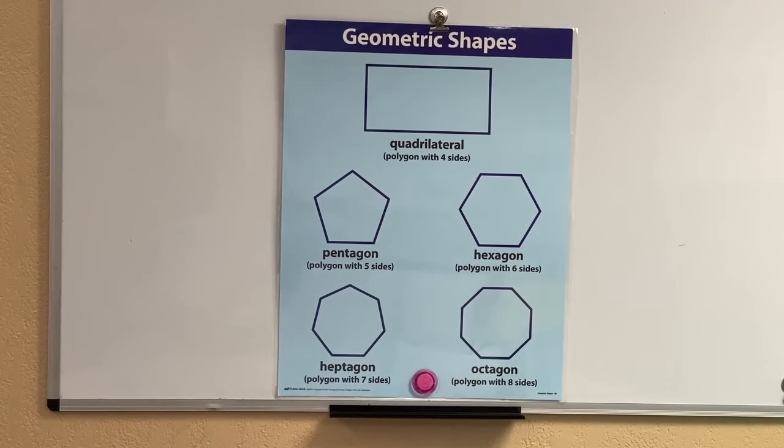Let's continue. A quadrilateral is a polygon with 4 sides. A pentagon is a polygon with 5 sides. A hexagon is a polygon with 6 sides. A heptagon is a polygon with 7 sides. And an octagon is a polygon with 8 sides.